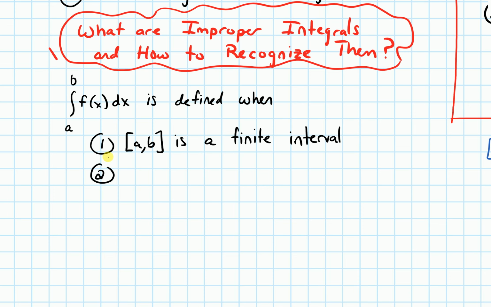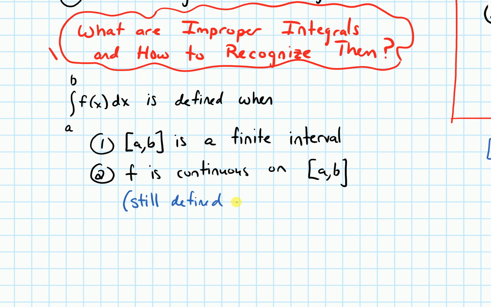And the other condition that we needed for it to be defined was that f, our function, needed to be continuous on that interval from a to b, that closed interval. It turns out we can relax that second condition a little bit. So this is still true, it's still defined if f has finitely many what are called jump discontinuities.